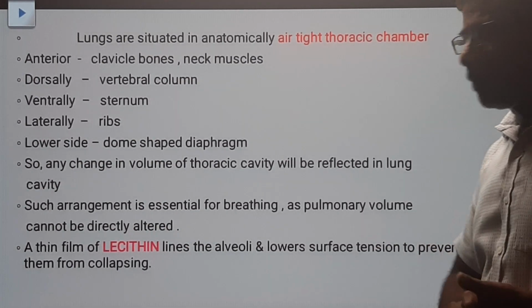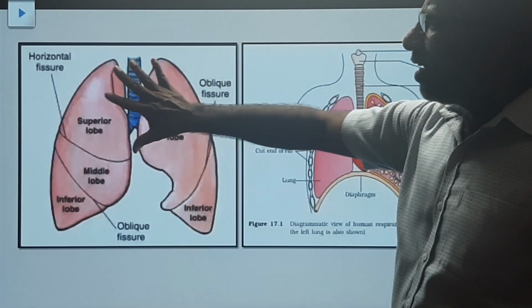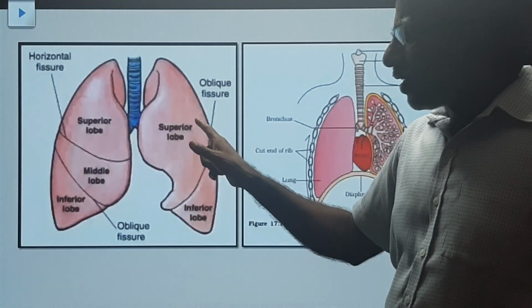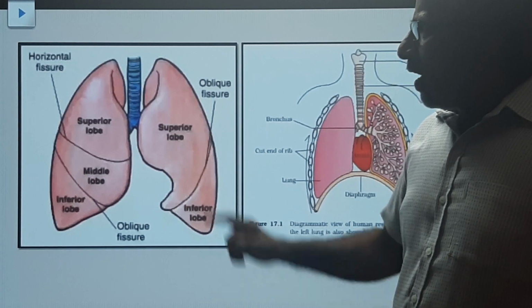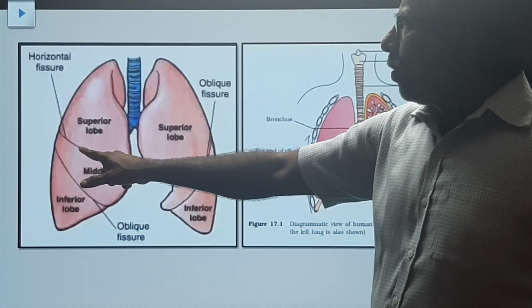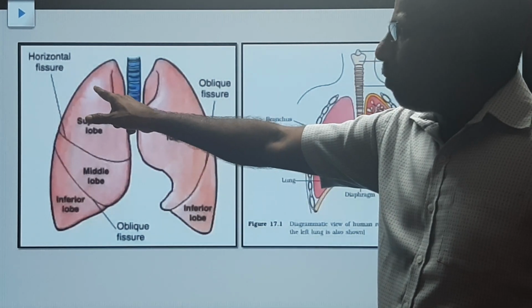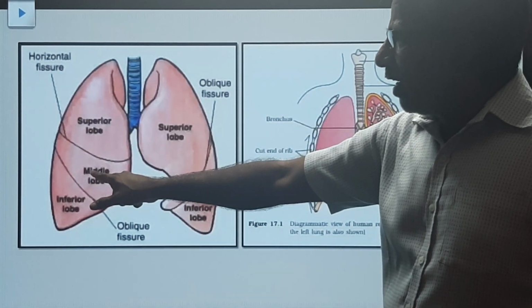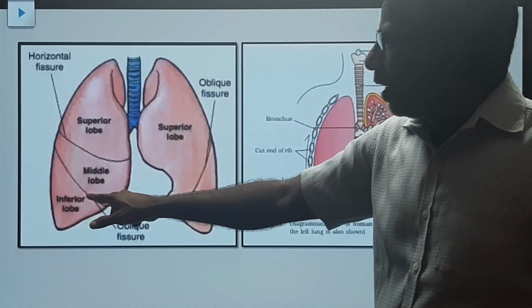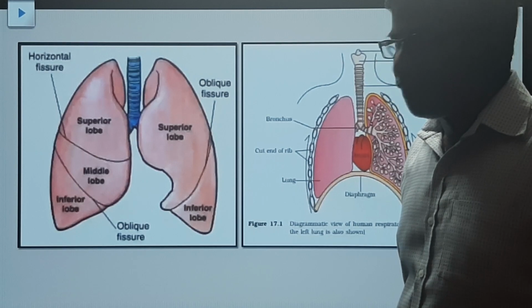Next, diagrams. We are discussing the external structure of the lungs. These are two lungs, right lung and left lung. The right lung is divided into three lobes: superior lobe, right middle lobe, right inferior lobe. The right superior lobe is separated from the middle lobe through the horizontal fissure. The middle lobe is separated from the inferior lobe through the oblique fissure.